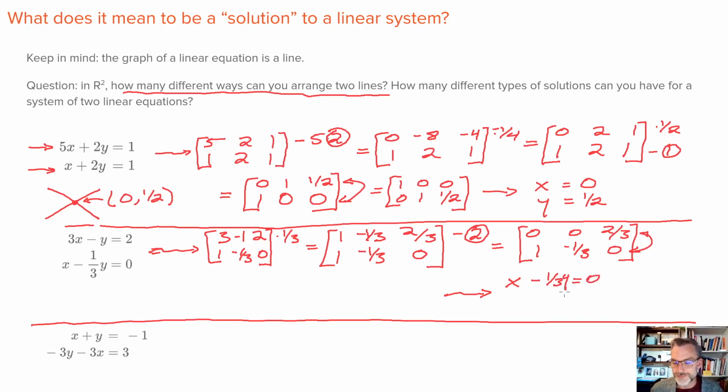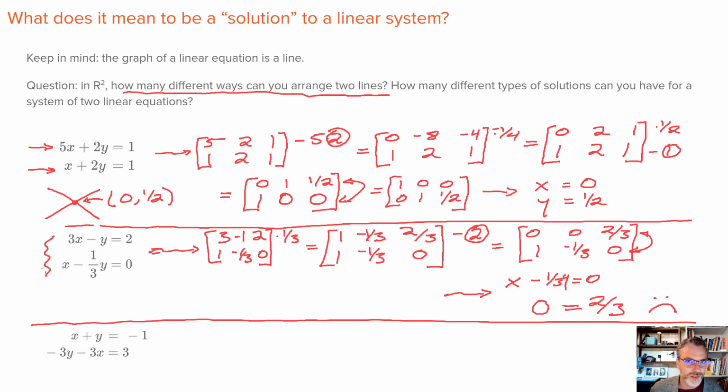And then the top one, well, my coefficient on my x is 0. The coefficient on my y is 0. So I have 0 on the left-hand side equals 2/3. Well, that's not good. That's inconsistent. I can't have 2/3 equal to 0. So this is an example of these equations not having a solution. It's an inconsistent system. Okay?